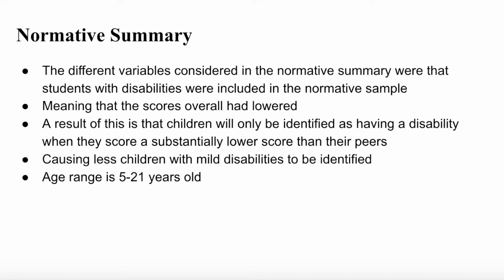There were a few different variables considered in the normative summary, and one was that students with disabilities were included in the normative sample, meaning the overall scores have lowered. This means that children will only be identified as having a disability when they score a substantially lower score than their peers, causing fewer children with mild disabilities to be identified. The age range of the CELF-4 is 5 to 21 years old.